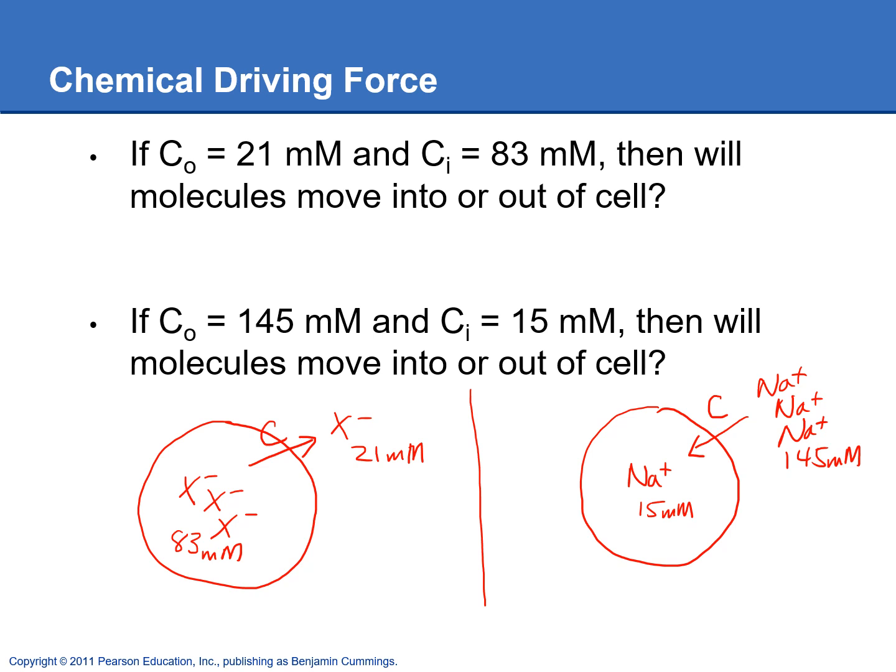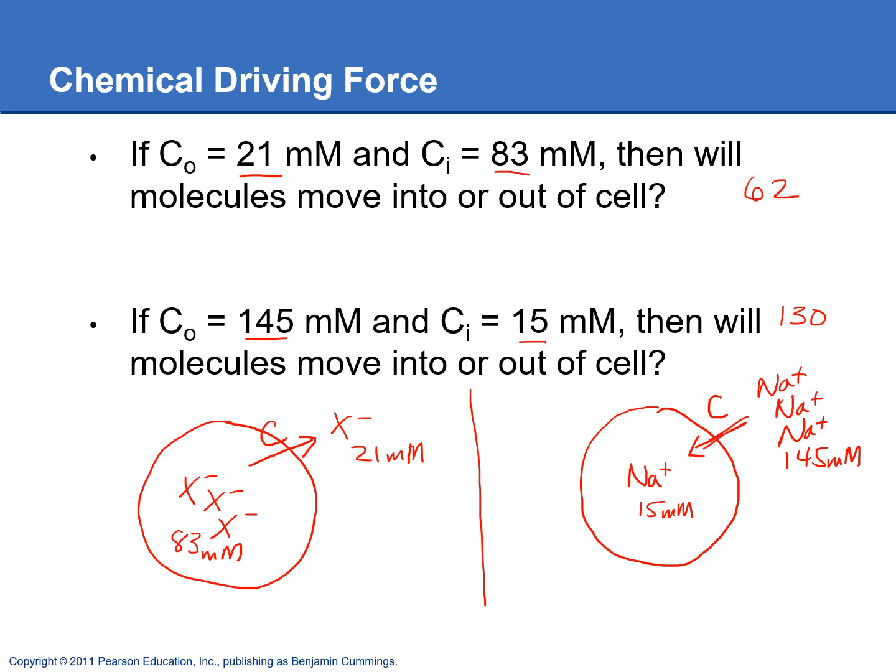And if you wanted to compare the strength of the chemical driving force between these two different ions here, if you just look at the difference in the concentration gradient, the larger the concentration gradient is, the bigger the chemical driving force is going to be. So you can see in our top example, you've got a difference of 83 and 21, so you've got a difference of 62 here. And then in our bottom example with the sodium, you've got a difference of 145 and 15. So if you subtract those, you've got a difference of 130. So you've got a much bigger concentration gradient with the sodium than you do of whatever this ion X is.